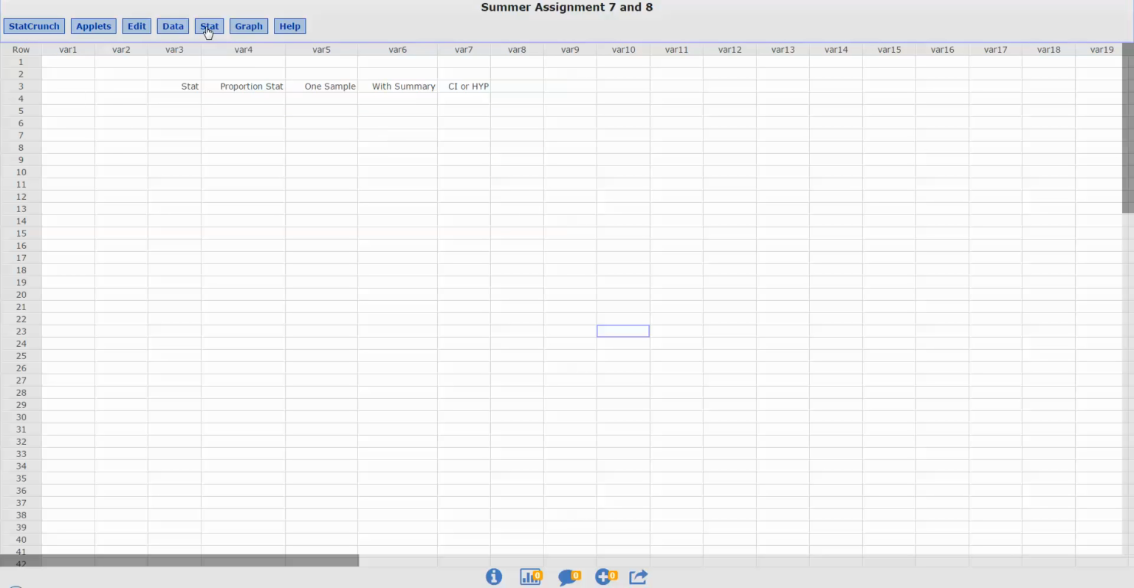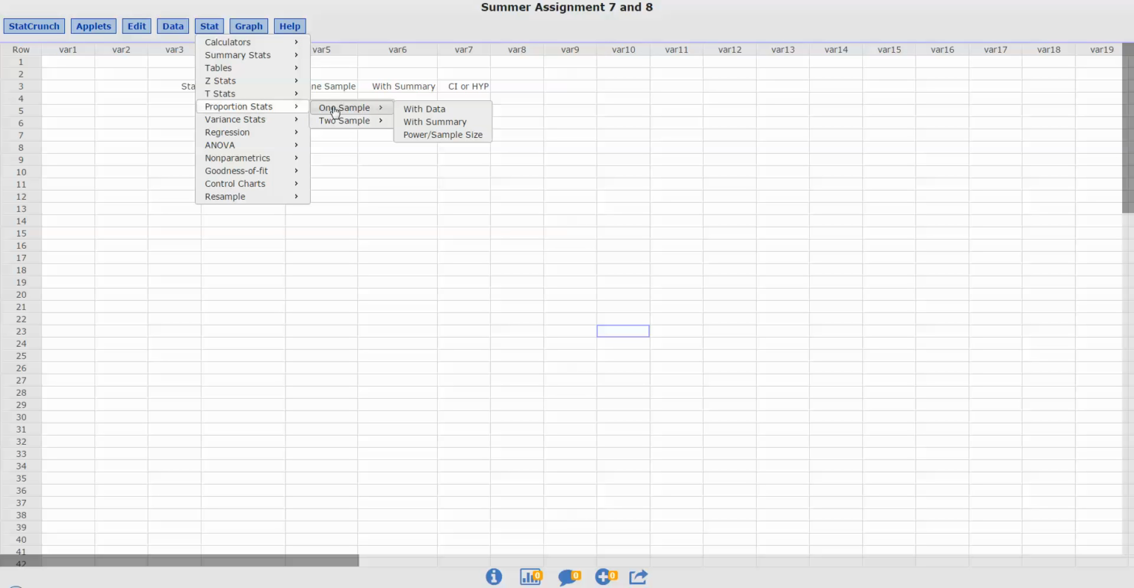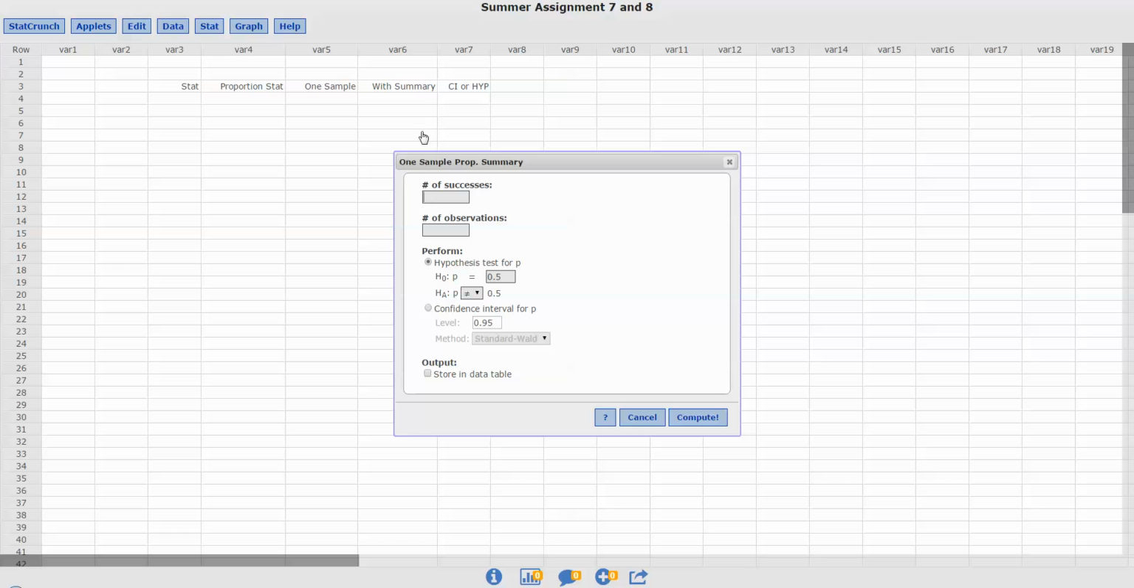Let's try a hypothesis test. With summary. Okay, now we're going to click hypothesis test. I tell you in the problem that the p should be 0.25. We want it to be less than that. How many successes did we see? Well, in this example, we saw something happen 110 times out of 525. So this is a different result.